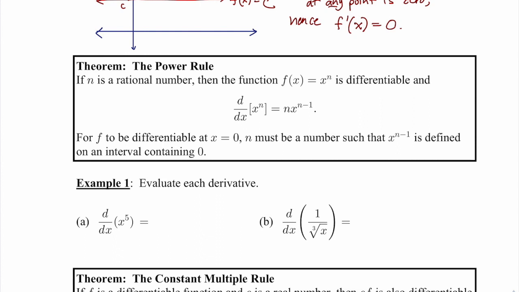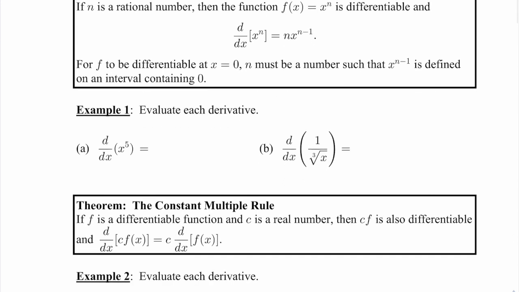Always, the differentiability at 0 depends on whether x to the n minus 1 is defined on an interval containing 0. But always, this is the pattern, and then sometimes we just have to worry about where the function is actually going to be differentiable. But this is the pattern we want to use anytime we have a function of x of the form x to the n.